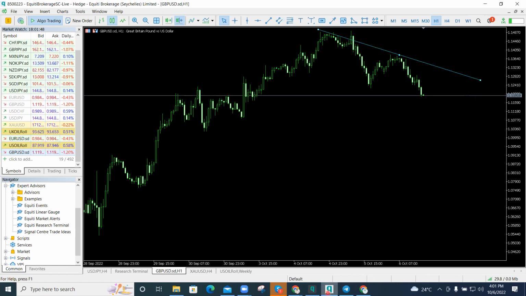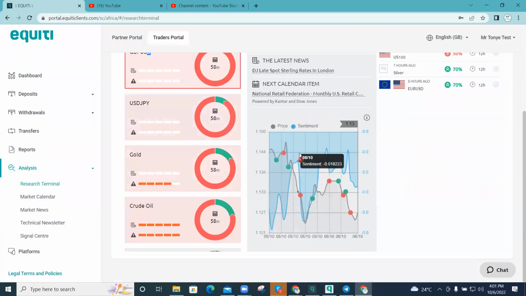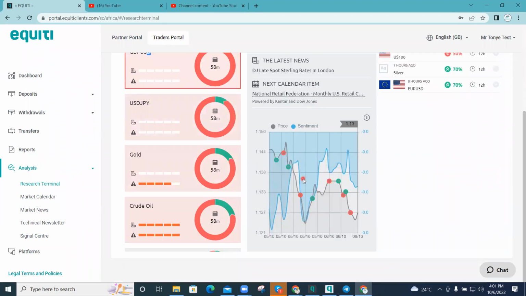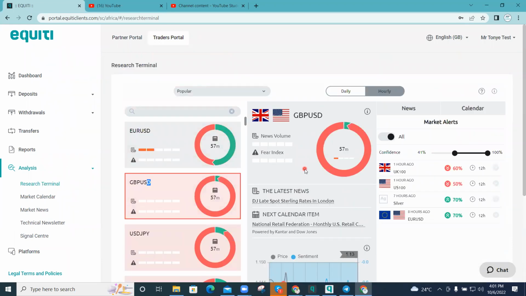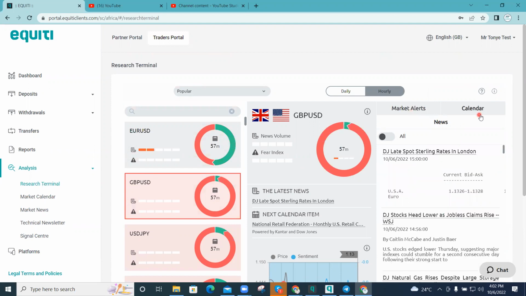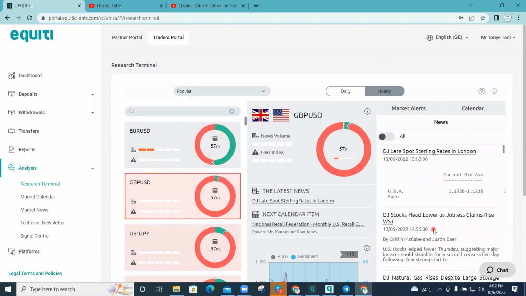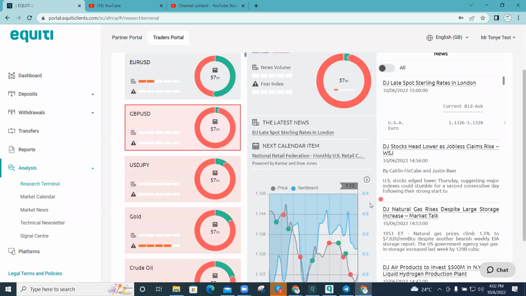All right. So as well, we have the news where we can check the next calendar item and read a little more about it as well. So guys, this is the very interesting part that we've actually come into. What's that interesting part? We have the market alerts, right? So we have, of course, the news. We have the news based on our partnership with the Dow Jones Company. We have news first and delivered on this same research terminal.